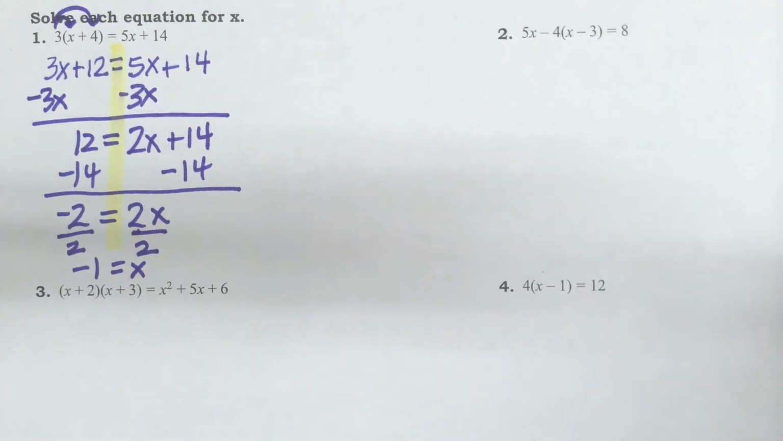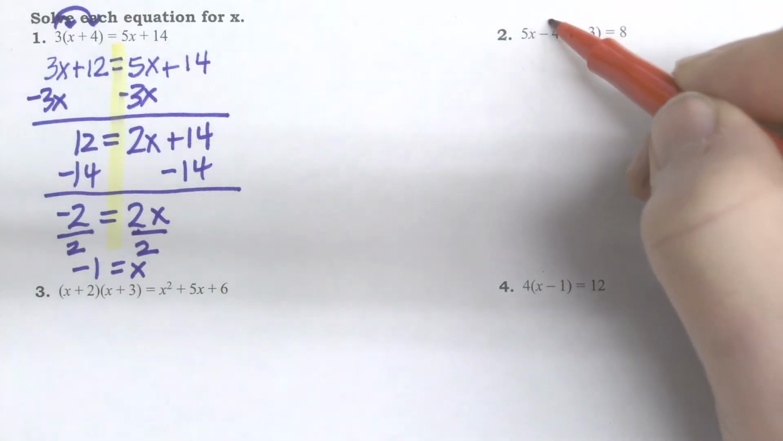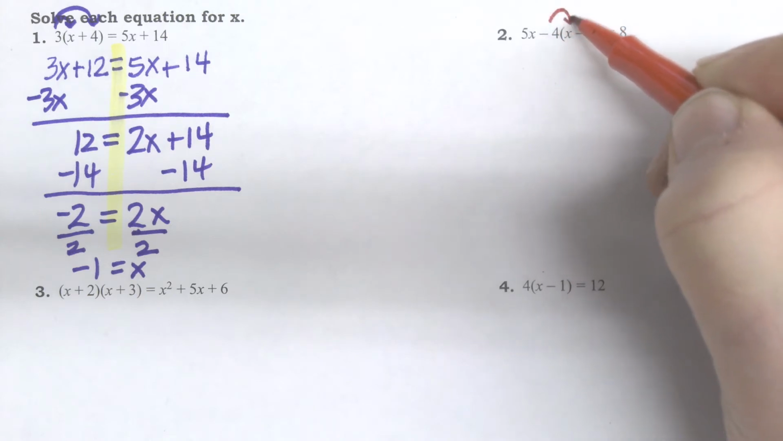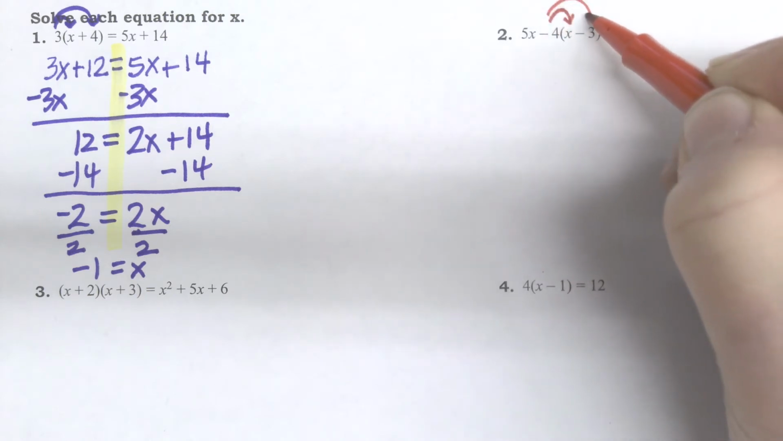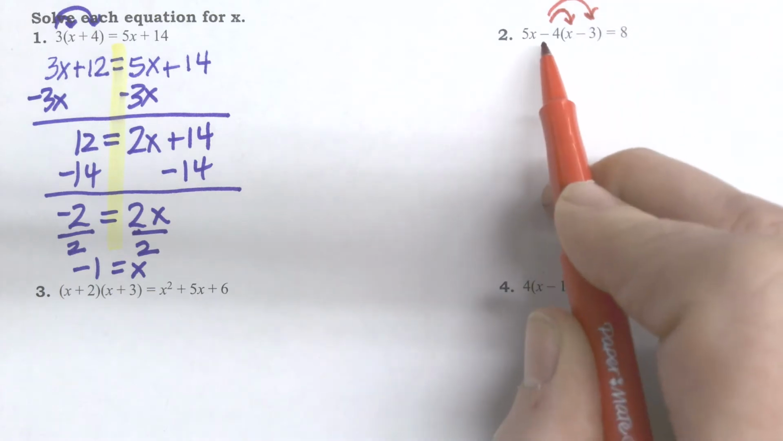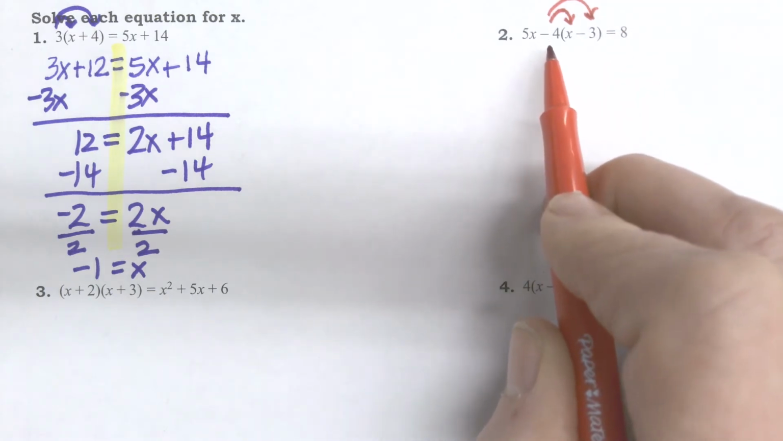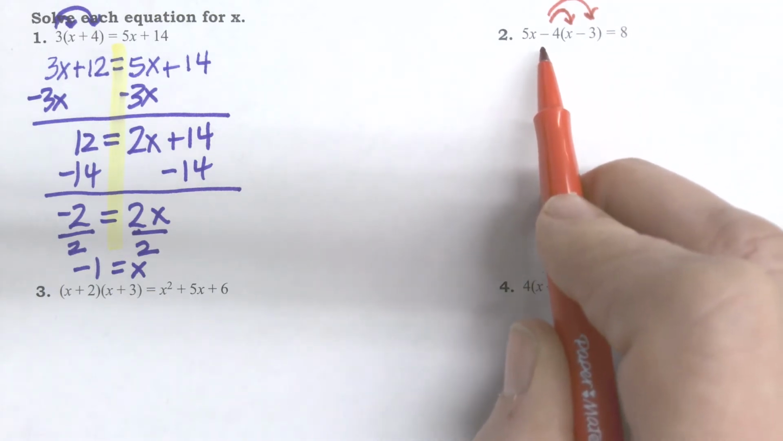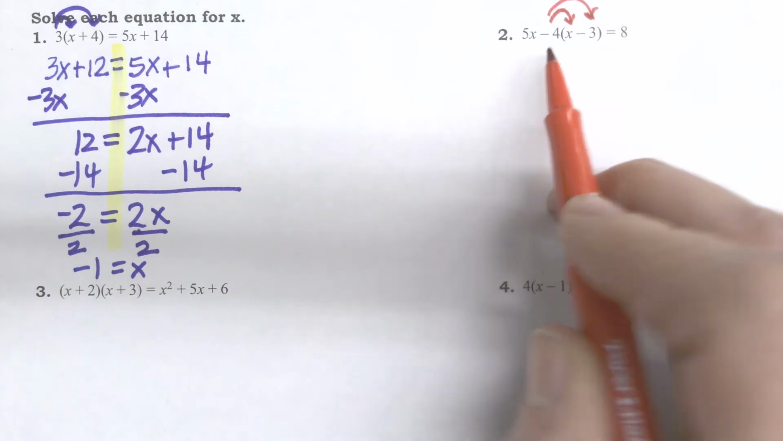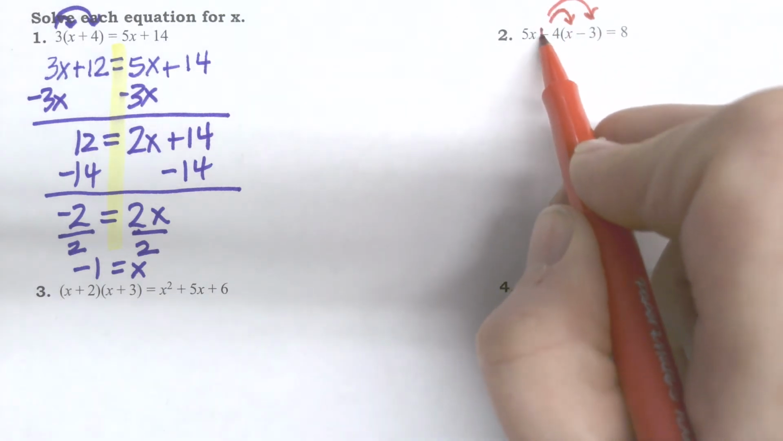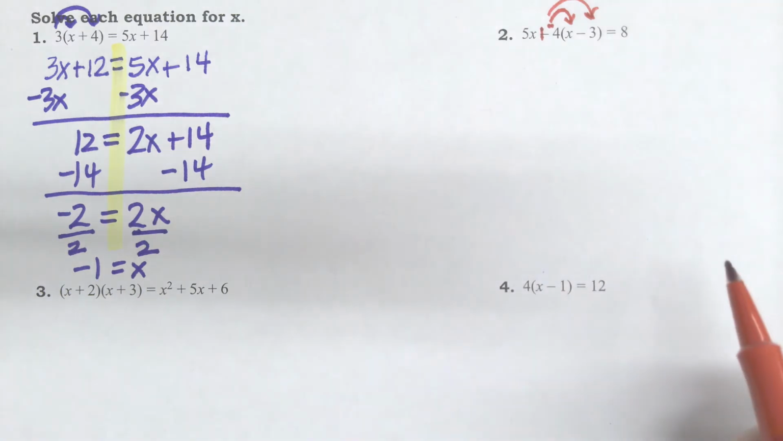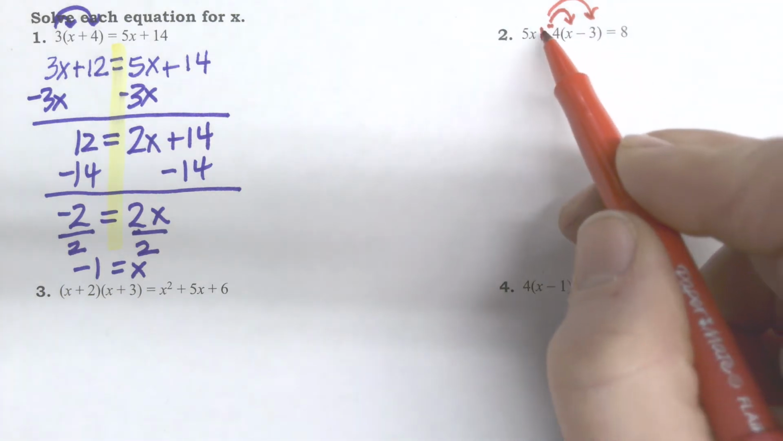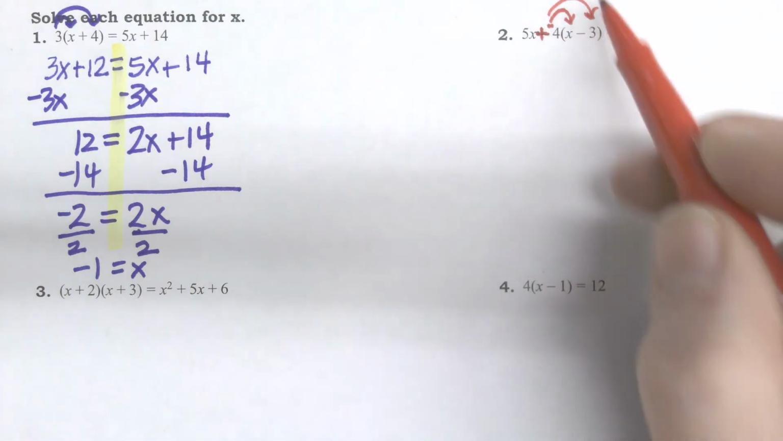Problem number 2. I have to distribute the negative 4. And a lot of people are like, well, that's minus 4. It does say minus 4, but we treat it like a negative 4 because this is plus negative 4. Right? So a minus is like plus a negative. So I distribute that through.